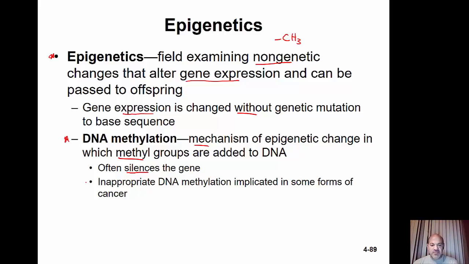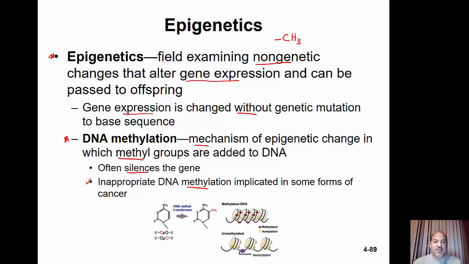And unfortunately, sometimes this inappropriate DNA methylation may be responsible for silencing some genes responsible for suppressing cancers, right? So remember, there are those oncogenes. Well, I think we're going to cover that in a little bit. Oncogenes, and then there are suppressor genes that actually work against uncontrolled growth of cells, or cancer. So this is the case here.